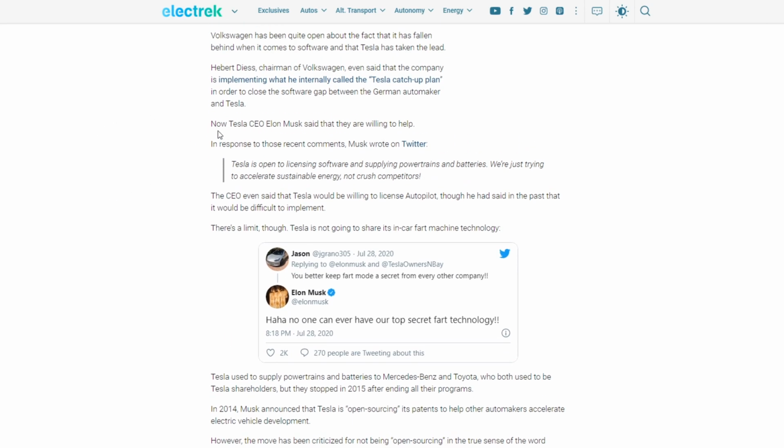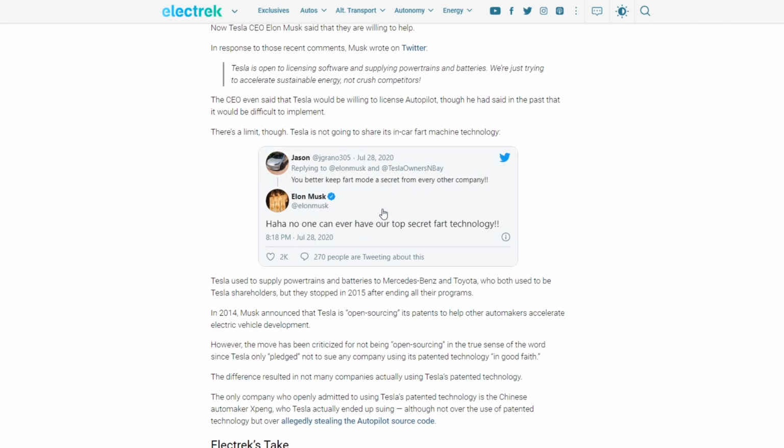And then the article goes on to state, now Tesla CEO Elon Musk said that they are willing to help. In response to those recent comments, Musk wrote on Twitter, Tesla is open to licensing software and supplying powertrains and batteries. We're just trying to accelerate sustainable energy, not crush competitors. The CEO even said that Tesla would be willing to license Autopilot, though he said in the past that it would be difficult to implement. There's a limit though. Tesla is not going to share its in-car fart machine technology.